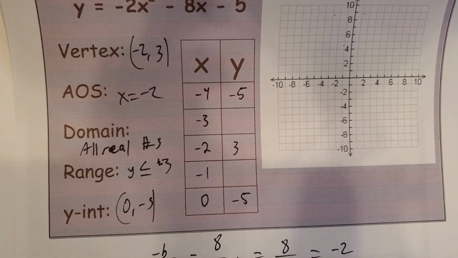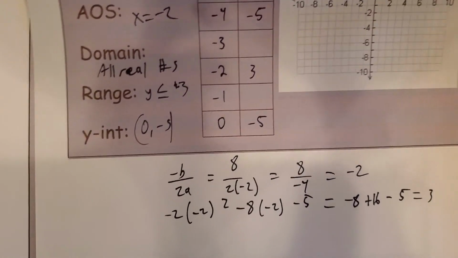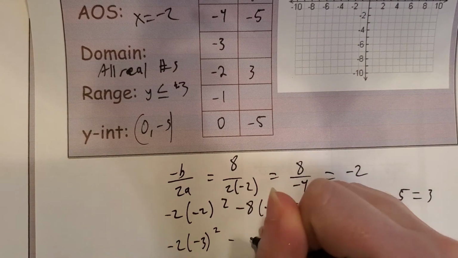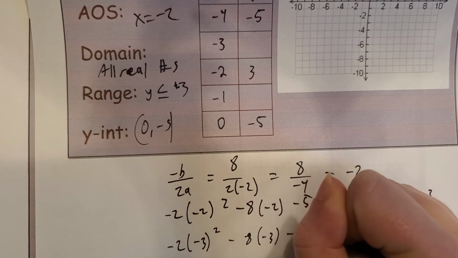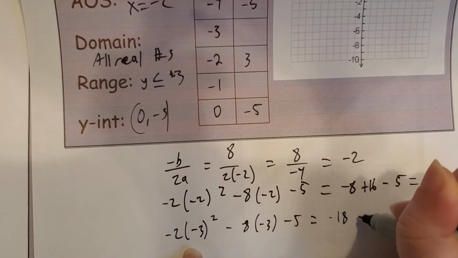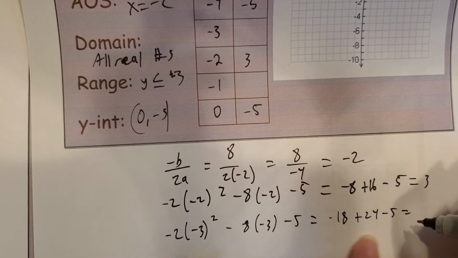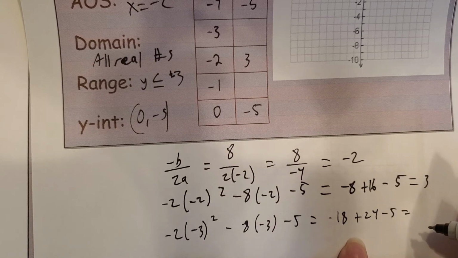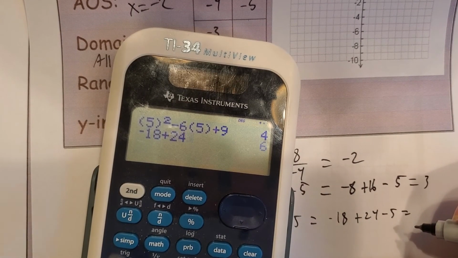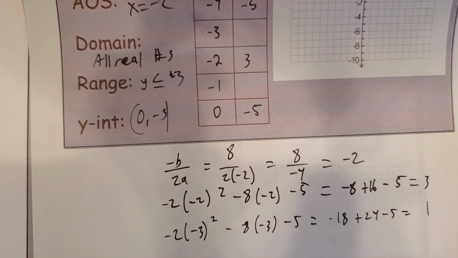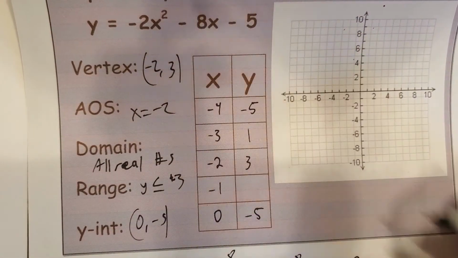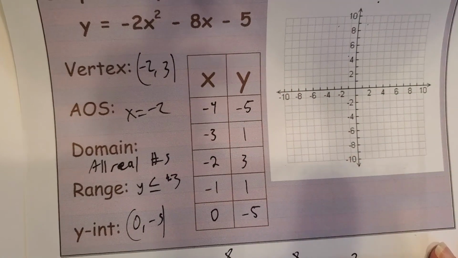The others, we're going to have to do some work for that. So I'm going to go ahead and plug in negative 3 or negative 1. Doesn't matter. You should get the same thing. Minus 8 times negative 3 minus 5. So this is 9 times negative 2 is negative 18 plus 24 minus 5. This is 6. Why am I second guessing that? Negative 18 plus 24 is 6. Minus 5 is 1. All right. So this is negative 3 comma 1. And that means this is negative 1 comma 1.